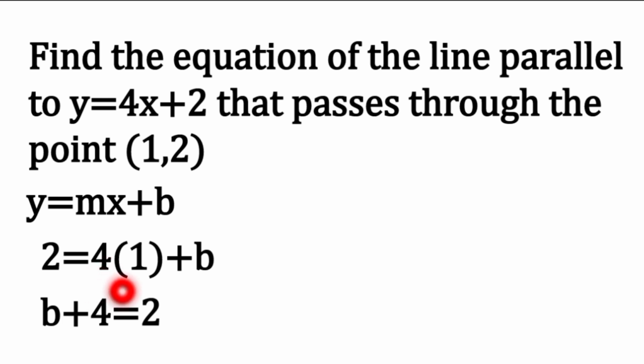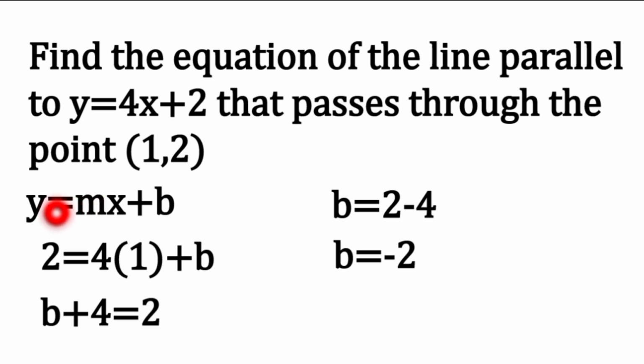Transpose this 4 here. So b equals 2 minus 4, or b is equal to negative 2. And we can use this formula again. Substitute 4 here, the slope, and the y-intercept, which is negative 2. So we have y equals 4x minus 2 as the equation of the line parallel to y equals 4x plus 2 passing through the point (1, 2).